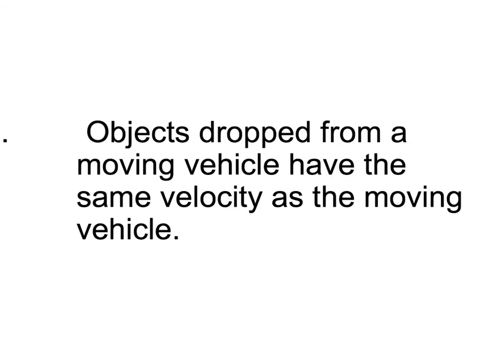Objects dropping from a moving vehicle have the same velocity as the moving vehicle. So if you're driving in your car and you stick your hand out the window and let go of something, on the x-axis it has the same speed as the car, so it will keep traveling alongside your car if we're neglecting air resistance. But then it will start accelerating downward.